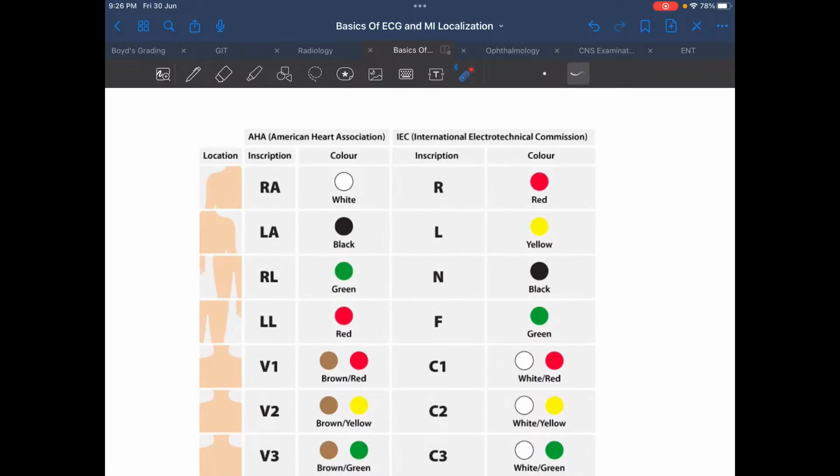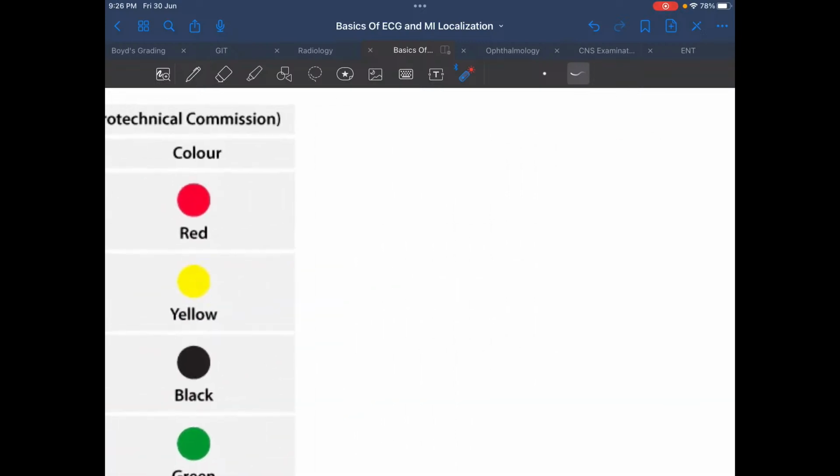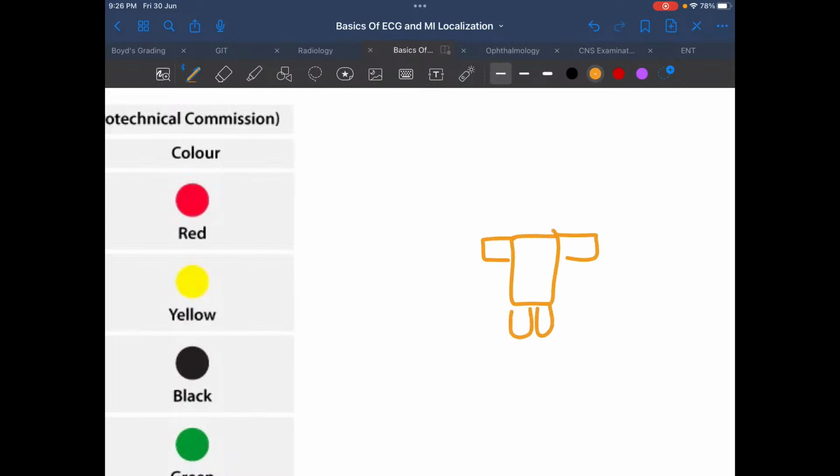It's very easy to remember. Just remember, right arm is red. When you remember the right arm is red, I want you to imagine a traffic light. So this is the person. I'm going to draw a person over here, and this is my right arm, this is my left arm, this is my left leg, and this is my right leg. So this is red. The right arm is red, R stands for right, so it's going to be red.